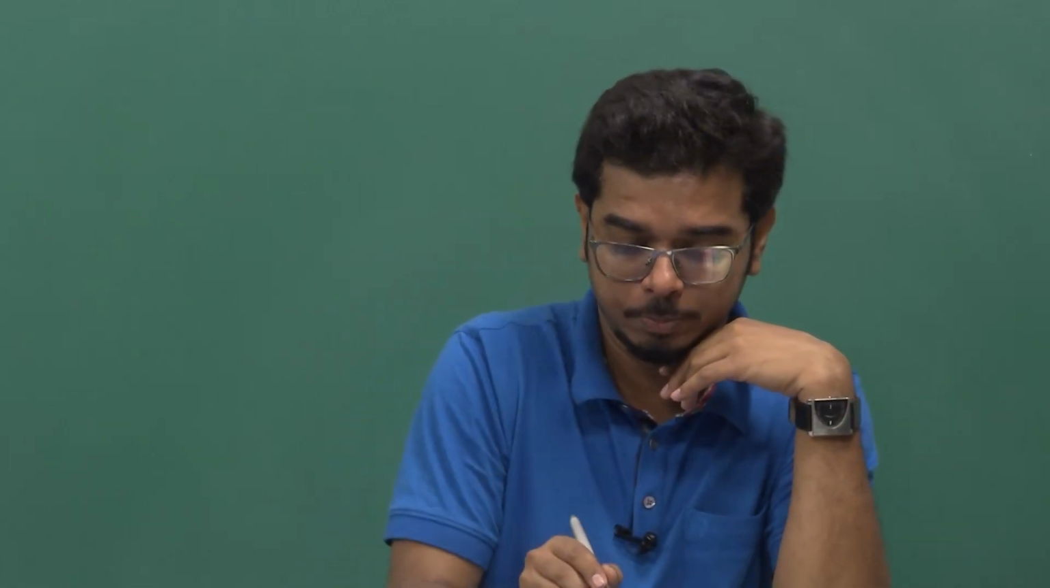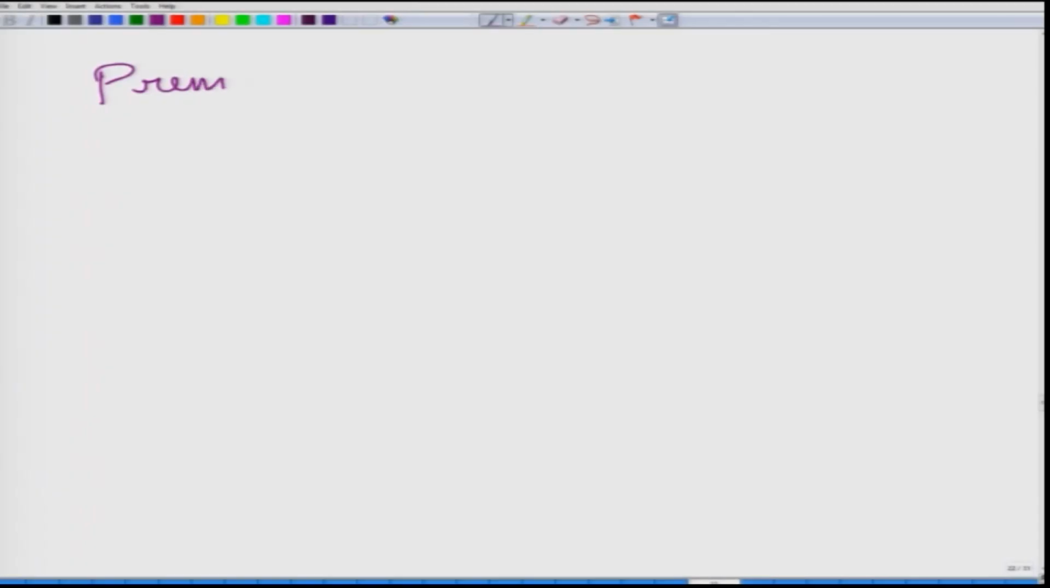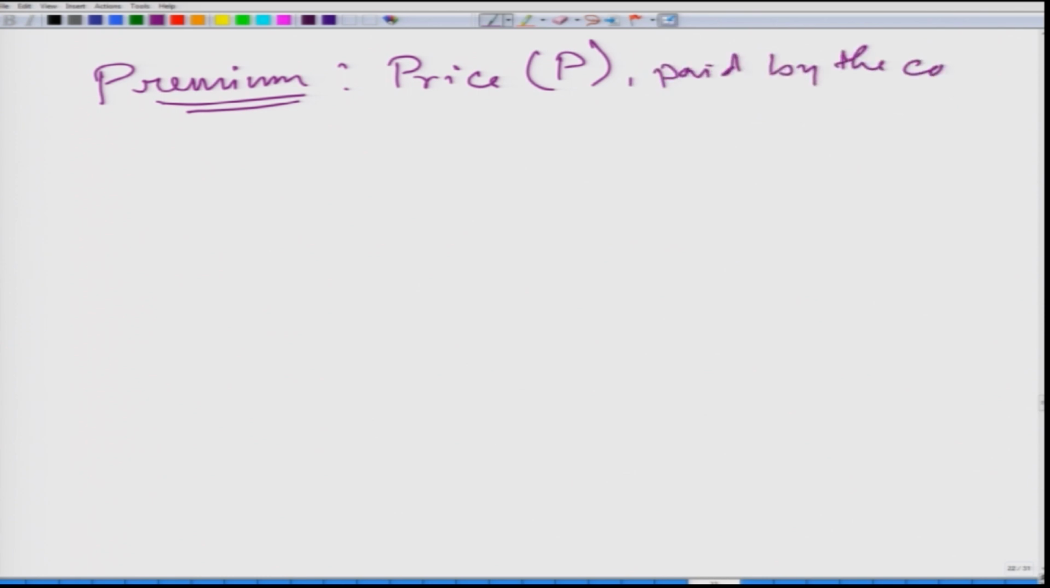So this is what the insurance contract says, and then I need to pay a certain price for that, and that price is known as premium. To get that contract, I need to pay a price per year. So this price is known as the premium, often given in terms of P, which is paid by the consumer.